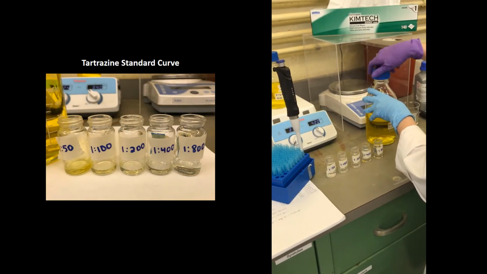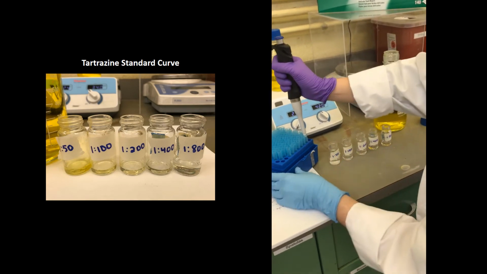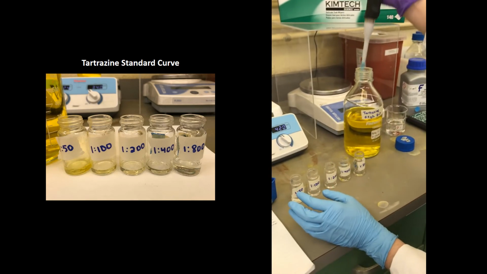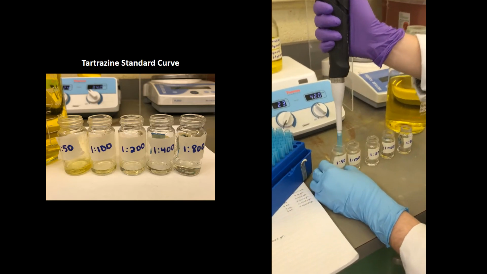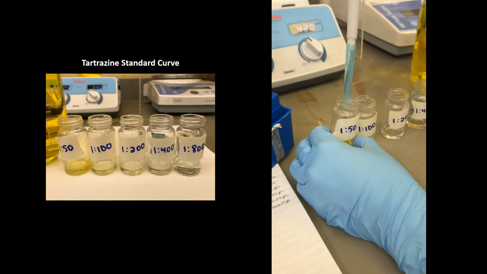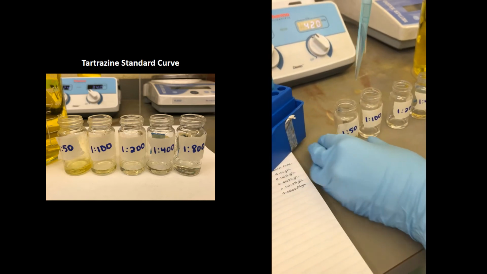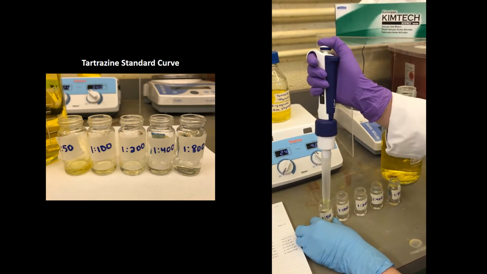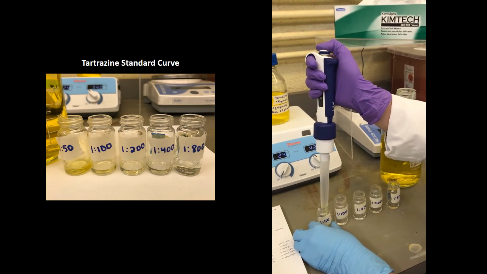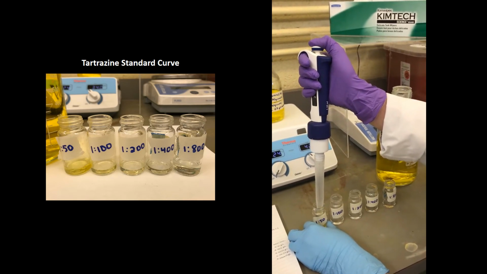To make a standard curve, a series of dilutions are made. The initial 1:50 solution of tartrazine is made by diluting 100 microliters of the 0.5 grams per liter solution into a final 5 milliliter solution. This is done by using 4.9 milliliters of distilled water and mixing using the pipette tip.